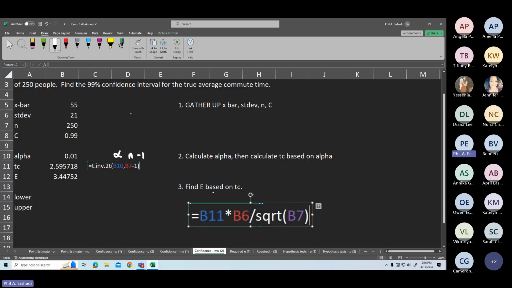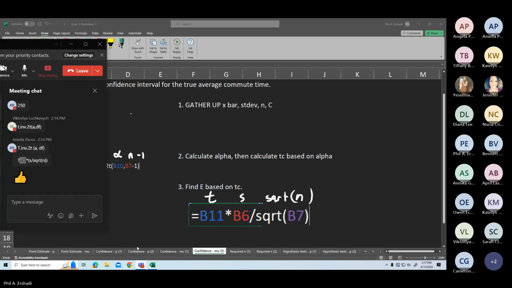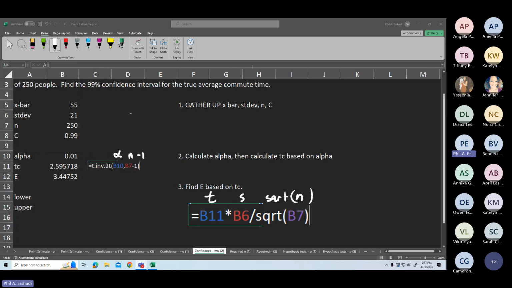And again, we'll make the notes here. This was the t, this was s, and that was square root of n. Now that I know the error, how do I find the lower and how do I find the upper? X bar minus error. Very good. X bar minus error will give you the lower. X bar plus the error for the upper here. So we'll just head over to Excel and pop that in.